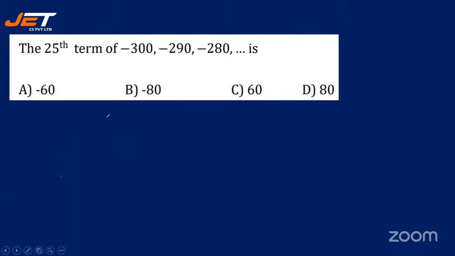The 25th term of -300, -290, -280 is dash. So when any sequence is given, first you should check whether it is an AP or GP. So here it is very evident that it is an AP. How? T2 minus T1 is equal to T3 minus T2. So -290 plus 300 is plus 10. -280 plus 290 is plus 10.